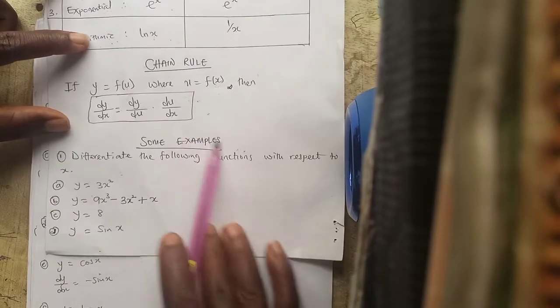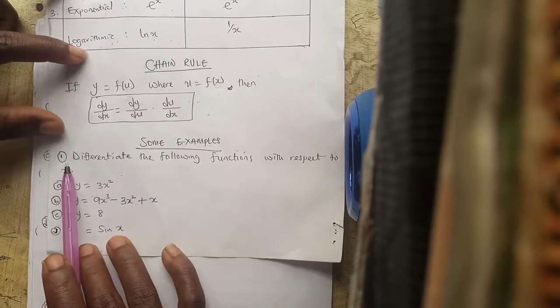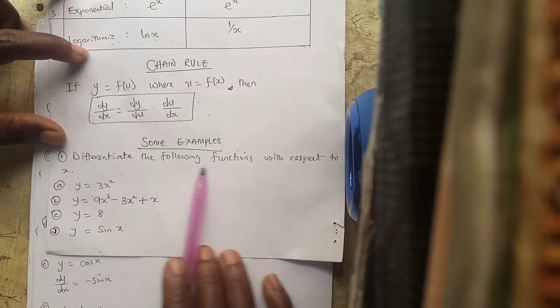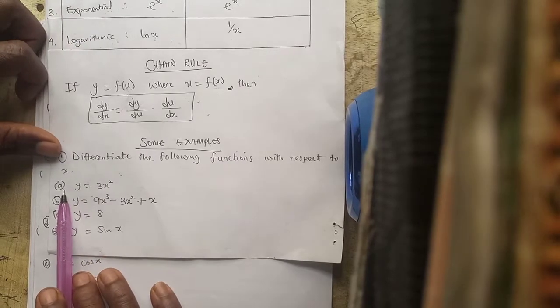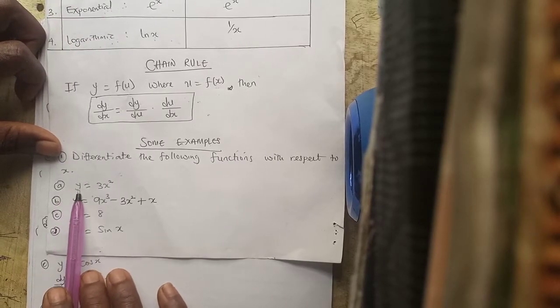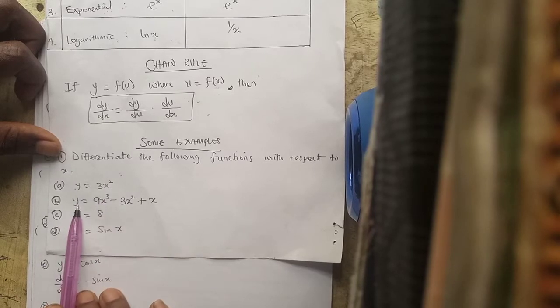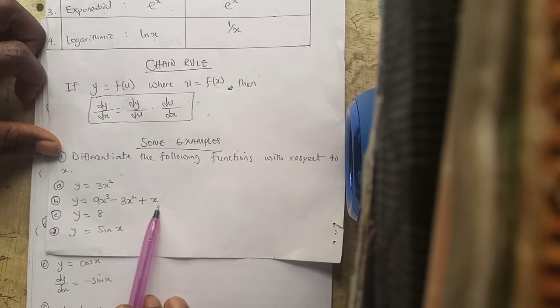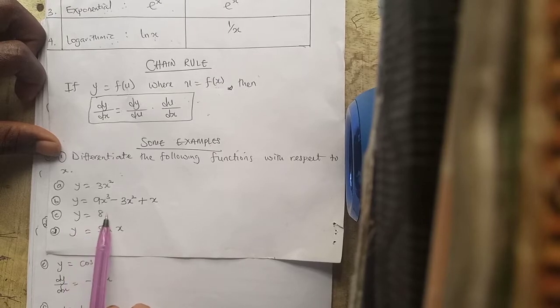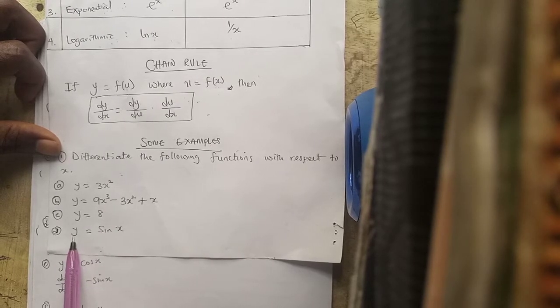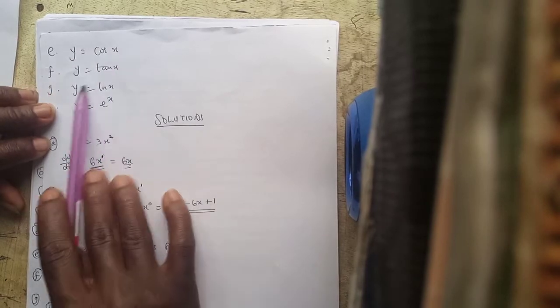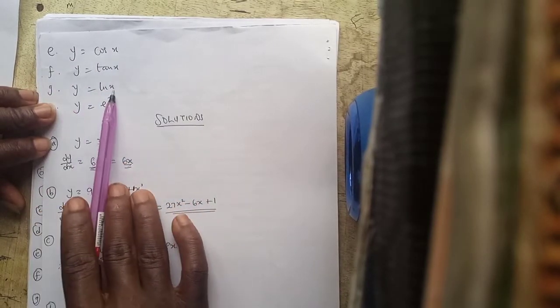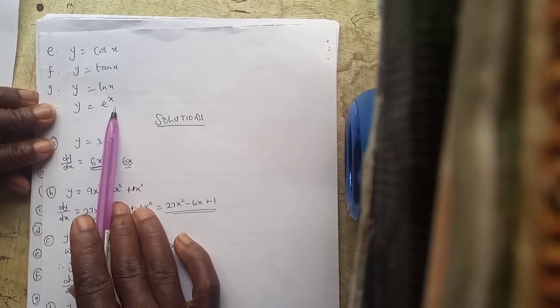So now let's move into some examples. From the first example, we are told to differentiate the following functions with respect to x. The first function here is y equals 3x squared. Second one is y equals 9x cubed minus 3x squared plus x. Thirdly, we have y equals 8. Fourthly, we have y equals sine x. And for the fifth question, we have y equals cos x, y equals tan x, y equals ln x, and y equals exponential x.